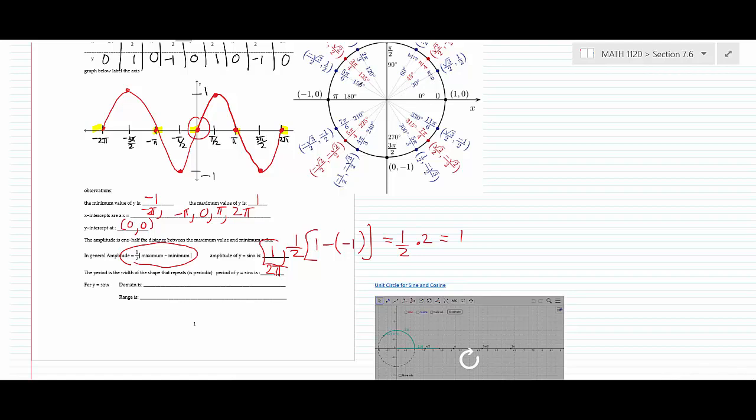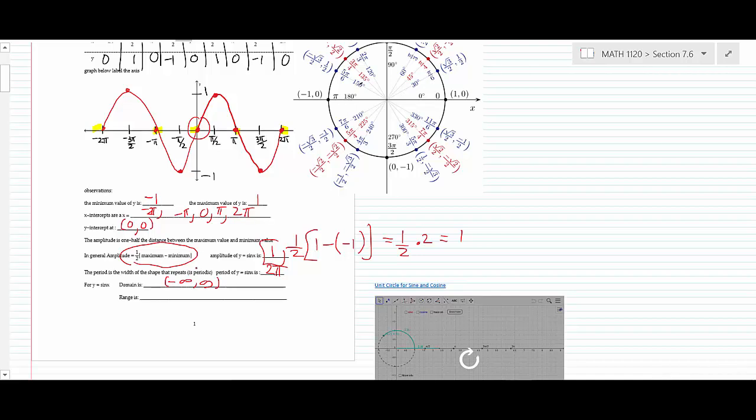All right, now here's how domain goes. Domain is all real numbers. You can do a sine of any angle. There is no place the sine's undefined, no place, okay? If you look at the unit circle, you always have a y value. The sine's the y value, it always exists, okay?